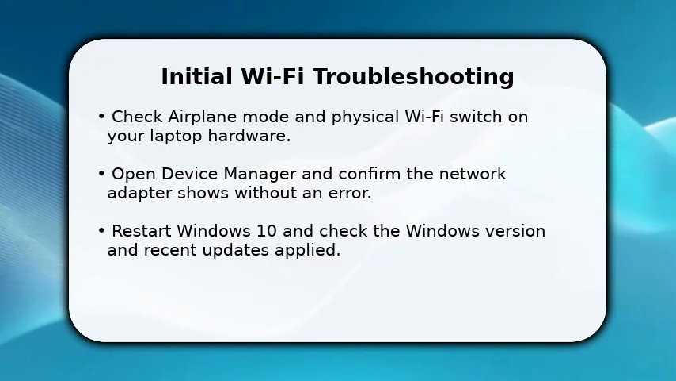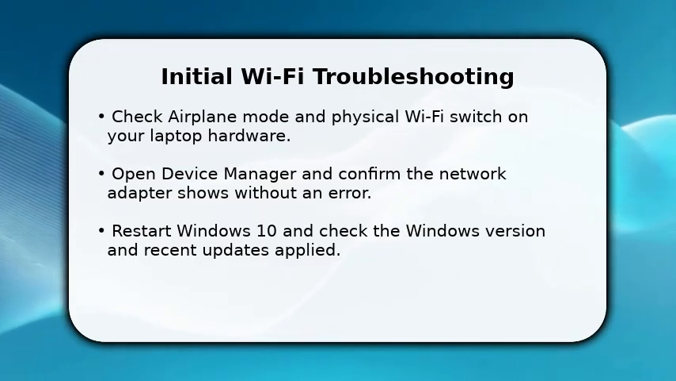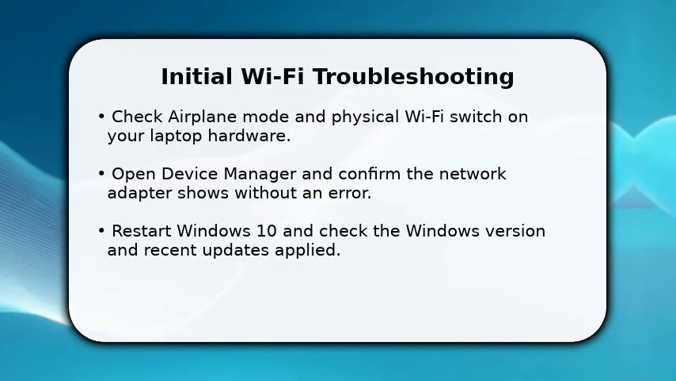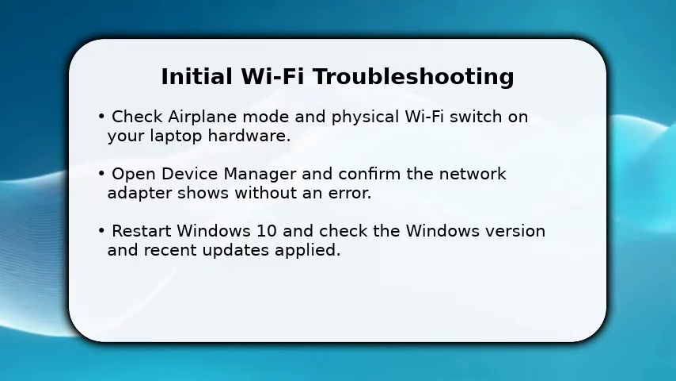Enjoy the video. Start by checking obvious causes when Wi-Fi is missing in Windows 10. Check airplane mode and any physical wireless switch on your laptop. Open Settings and verify Network and Internet shows Wi-Fi settings available. Next, open Device Manager and confirm the network adapter appears without an error icon.